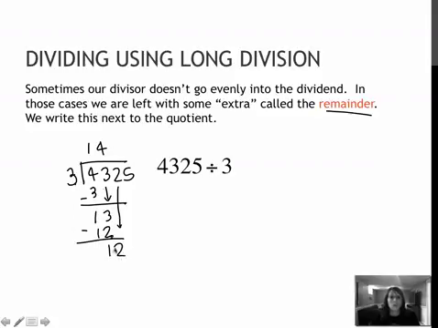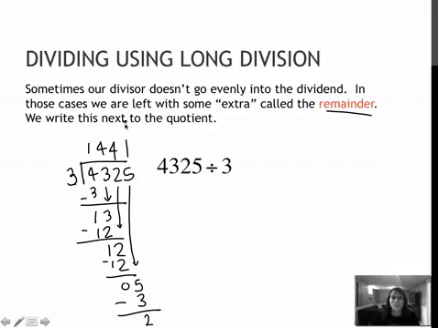Again, I have 12, so 3 goes into 12 4 times. 4 times 3 is 12. And bring down my last number, and 3 goes into 5 only one time. 1 times 3 is 3. When I subtract, I have 2 left over, but notice there's nothing to bring down. I've already brought every number down. So in this case, I'm going to write my solution as 1,441 with a remainder of 2. Later on in the class, we'll talk about decimals and how to find a more exact answer, but for now, this would be my solution.